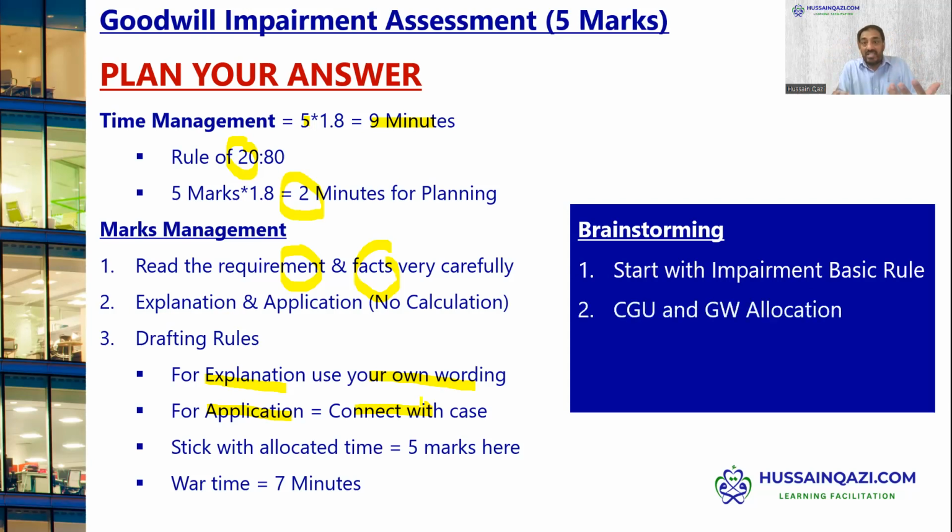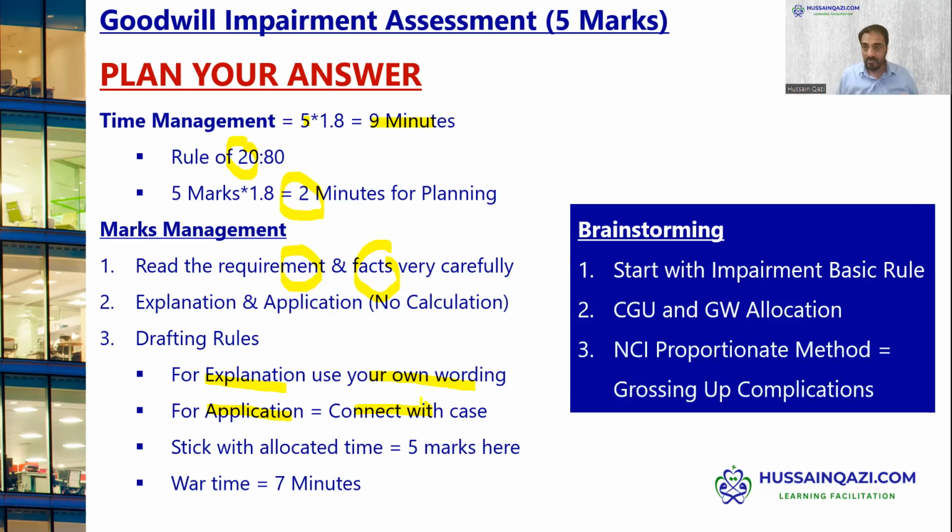Then you move towards the explanation of the cash generating unit. Yes, the subsidiary is a cash generating unit. Cash generating unit and goodwill allocation. Cash generating unit and goodwill allocation. A cash generating unit means the smallest group of assets which generates cash flows independently, like this. And finally, our case says that here goodwill we have calculated with the subsidiary. It's based on the proportionate method.